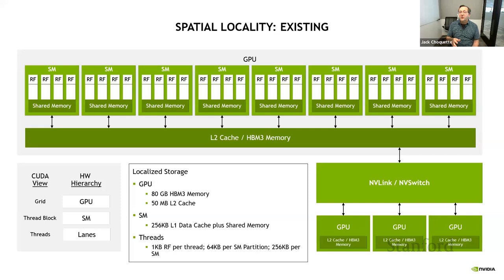Here, computation can take advantage of 256 kilobytes of SM localized storage, the L1 data cache plus shared memory. The smallest level of locality you can express in CUDA is threads. These are mapped to hardware thread lanes. And here, the computation takes advantage of thread local register file storage, which is 1 kilobyte per thread. And this translates to 64 kilobytes per SM partition and 256 kilobytes per SM of thread register file storage.